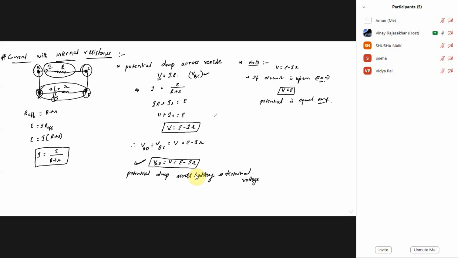Now please remember, students, what do you mean by EMF? EMF is nothing but the potential of a cell, or the potential drop across the cell when the circuit is open. So, the potential drop across the cell when the circuit is open.